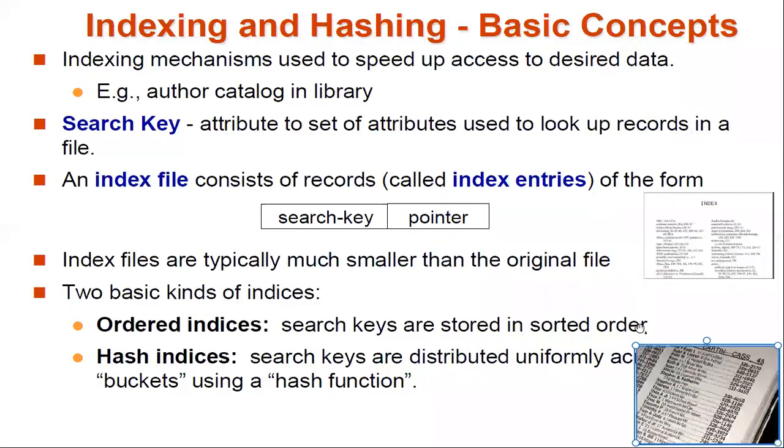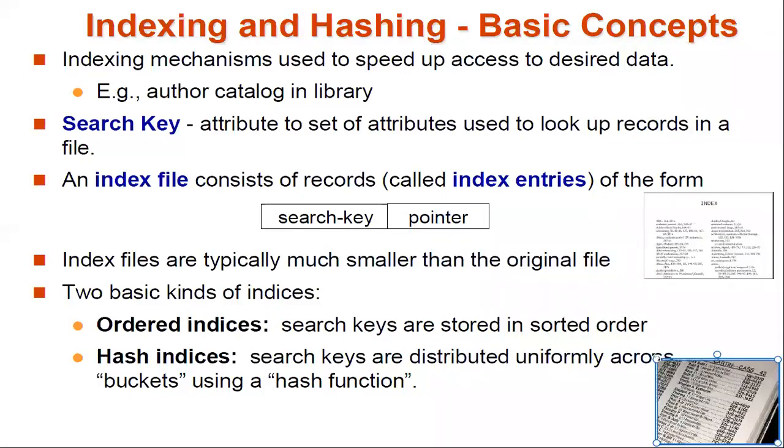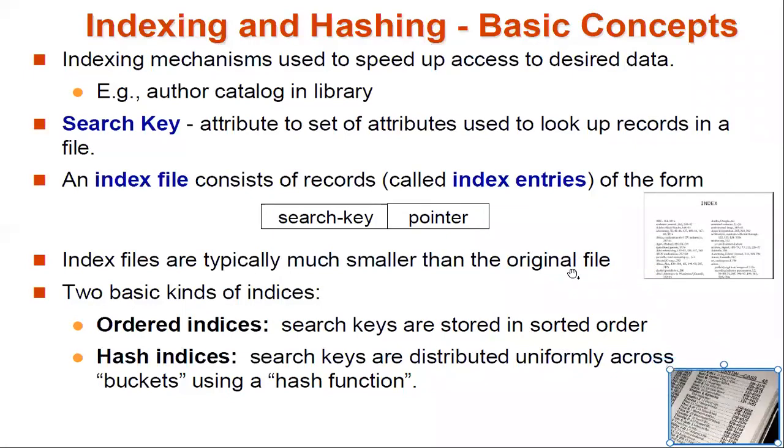So we'll see the topic now. The indexing mechanism is used to speed up access to desired data. The main objective is to speed up the access. Suppose you store the data randomly, not alphabetically arranged, then it will be very difficult to search for a name.